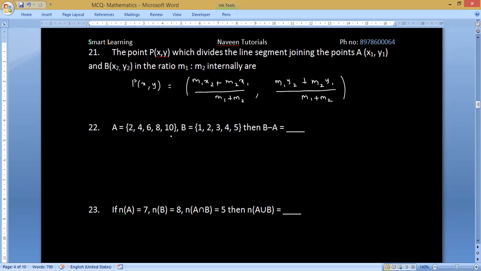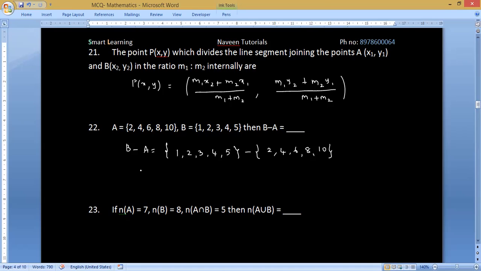So the next question: the set A is 2, 4, 6, 8, 10, and the set B is 1, 2, 3, 4, 5. Our question is to find B dash A. So for B dash A, we write the first set's values, 1, 2, 3, 4, 5, then the A values 2, 4, 6, 8, 10.